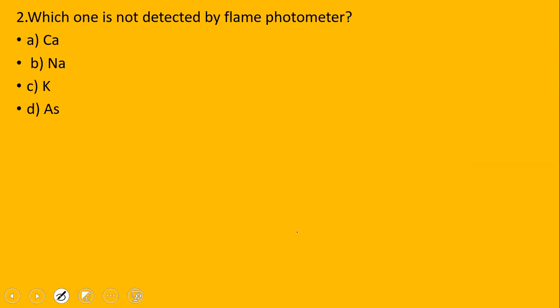Going to question number 2. Which one is not detected by flame photometer? Option A, calcium. Option B, sodium. Option C, potassium. Option D, arsenic. Correct answer is D, arsenic.